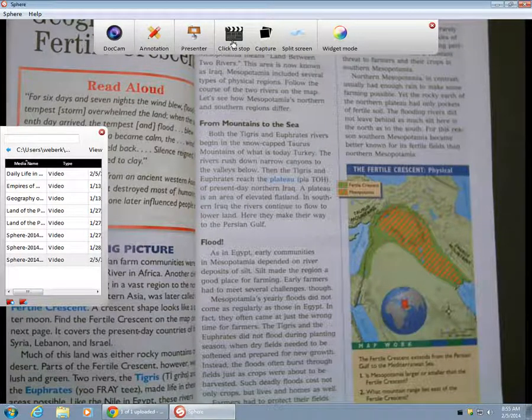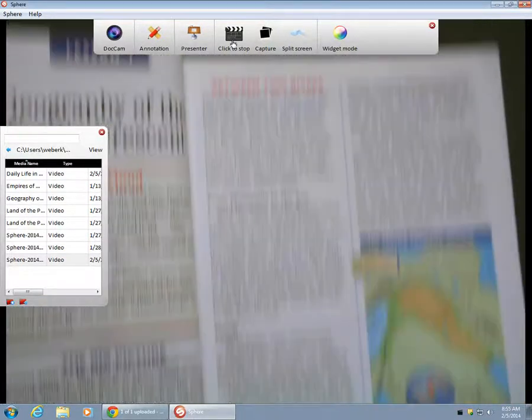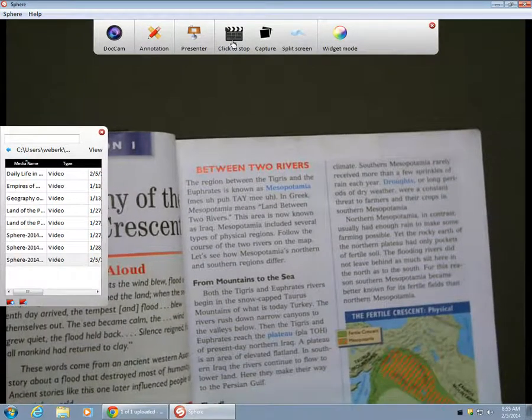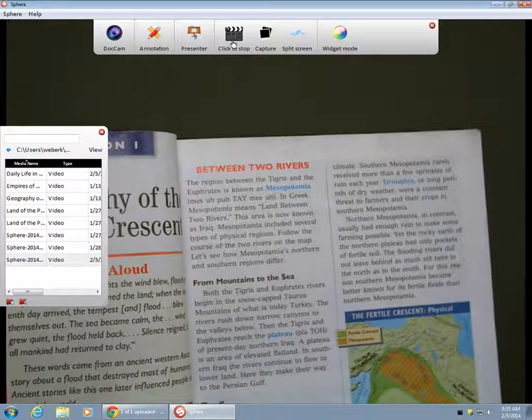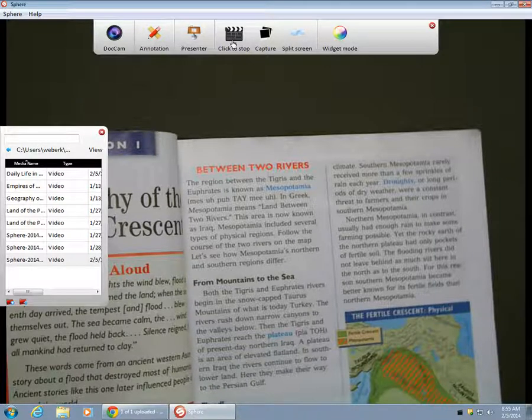So that's interesting. The floods came at the wrong time, and they were not predictable. Farmers had to protect their fields from flood damage. They also had to keep their crops watered in the hot, dry climate. Southern Mesopotamia rarely received more than a few sprinkles of rain each year. Droughts, or long periods of dry weather, were a constant threat to farmers and their crops in southern Mesopotamia.